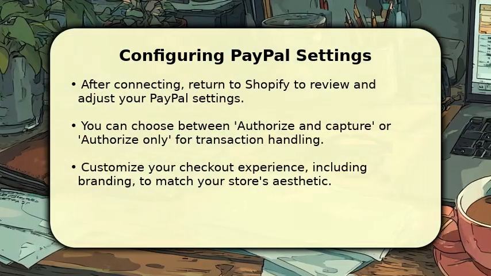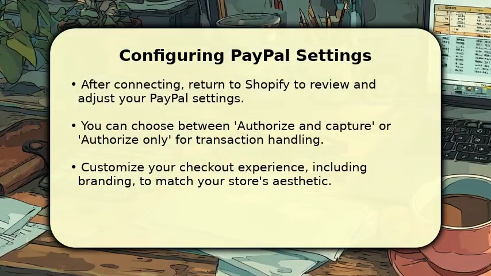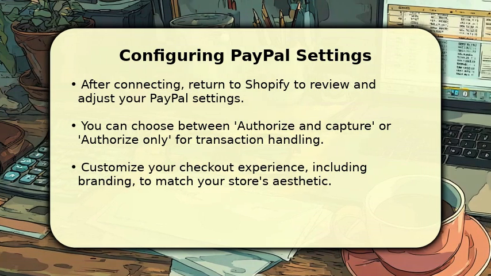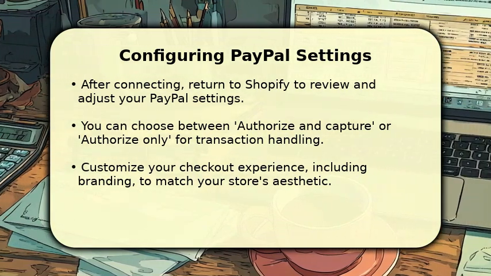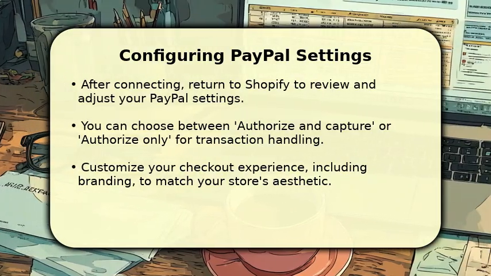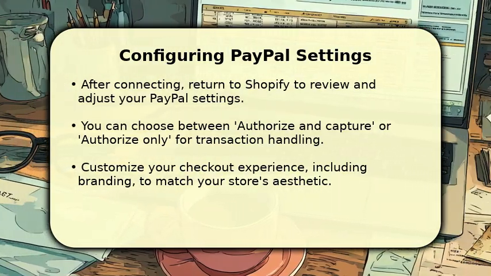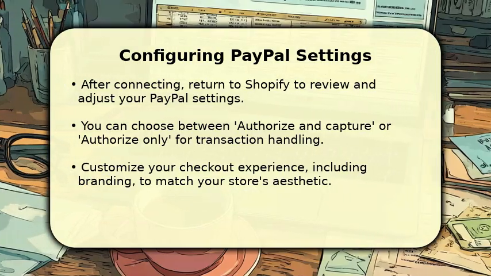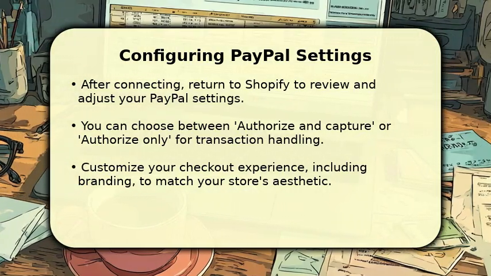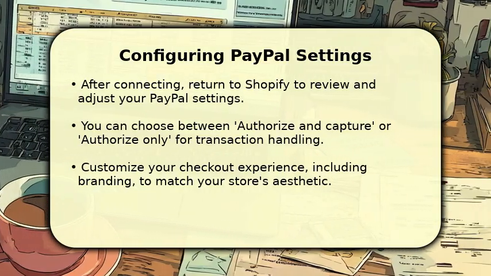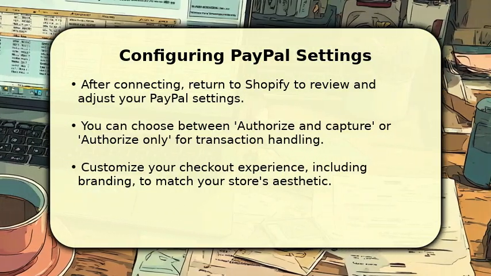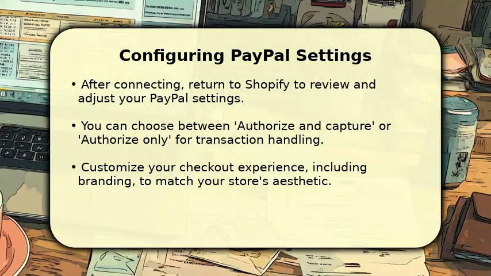Back in your Shopify payment settings, you can now fine-tune your PayPal configuration. Decide how payments are captured. Authorize and Capture immediately processes the payment, while Authorize only allows manual capture later. Consider customizing the PayPal Express checkout page to reflect your brand's colors and logo, which creates a cohesive experience. This attention to detail enhances customer confidence during checkout.